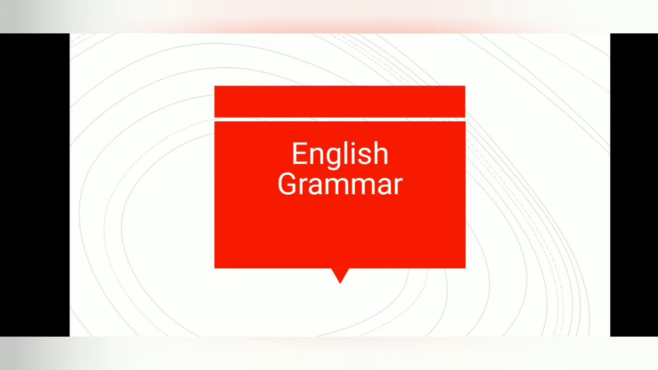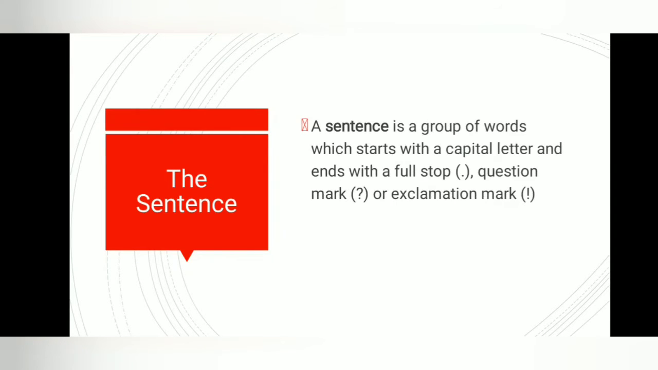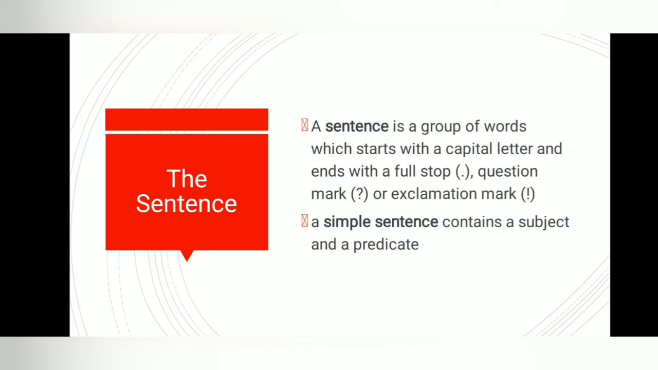Now we come to English grammar. Lesson 1. The sentence. A sentence is a group of words which starts with a capital letter and ends with a full stop, question mark or exclamation mark. A simple sentence contains a subject and a predicate.